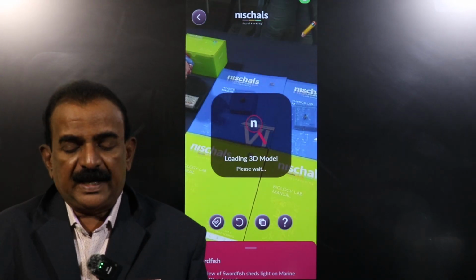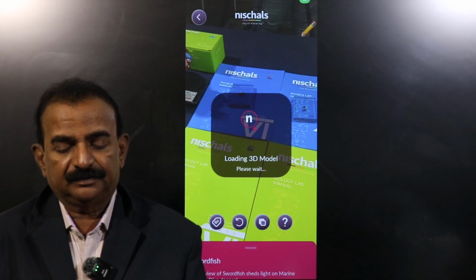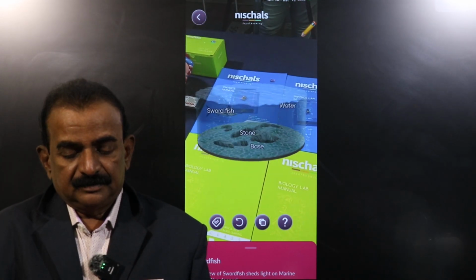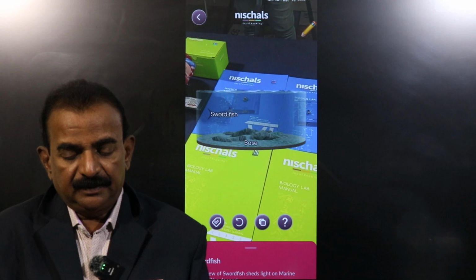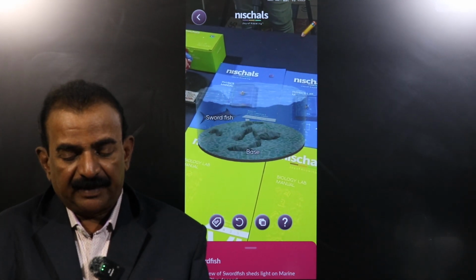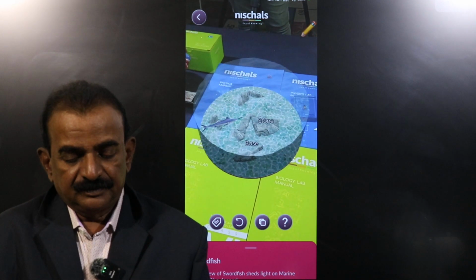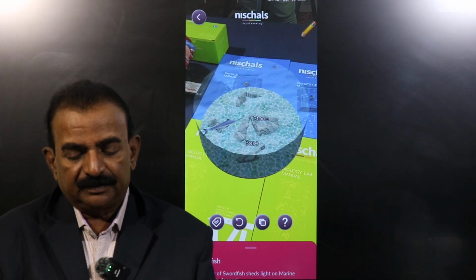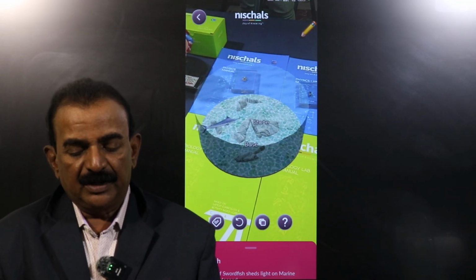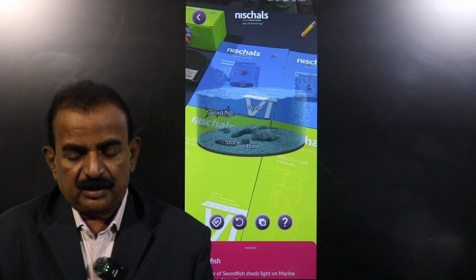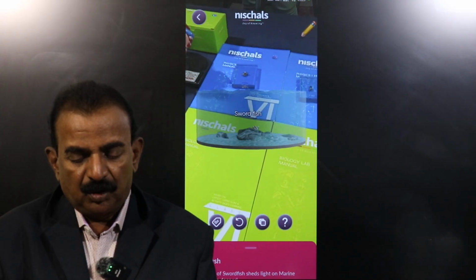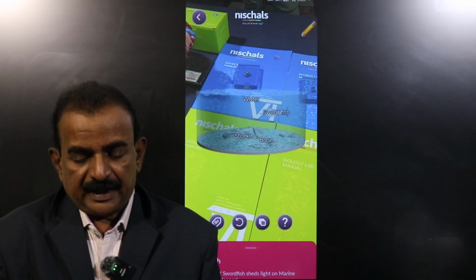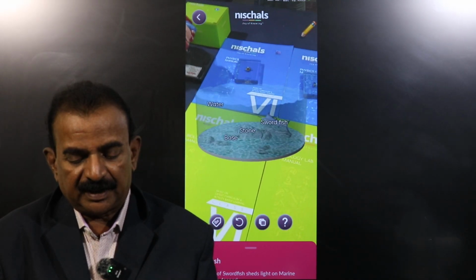Now we are observing another 3D model. So there you see the presence of water, and also some aquatic animals here, and you see the presence of a sword fish. It is also called the aquatic zone, and there you see the presence of different types of stones, and also water is there, and also fishes are there.